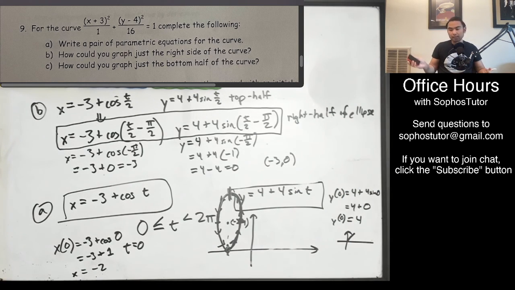Now moving on to part C, right? I'm going to have to erase this again.